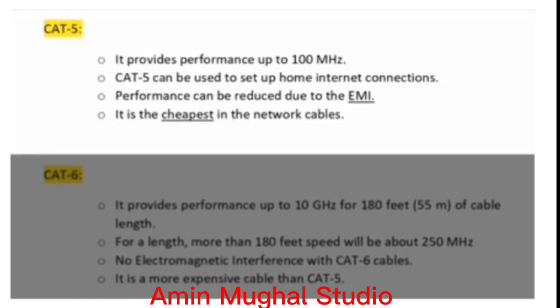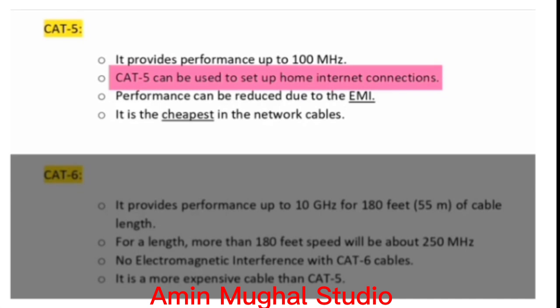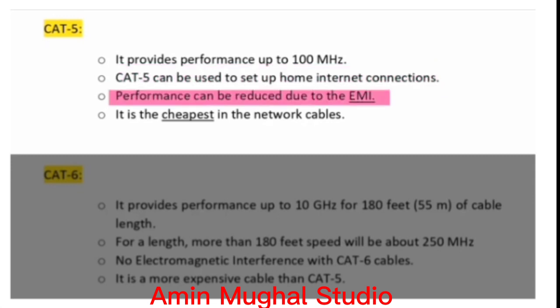Okay. Cat5 is the standard cable that provides the speed of data transmission, or in simple words, you can say that Cat5 provides a performance of up to 100 megahertz. This cable can be used for home internet connections because it can handle only up to 100 Mbps of data. So you can consider this point as a limitation of this cable because it cannot be used for corporate network connections. Clear?